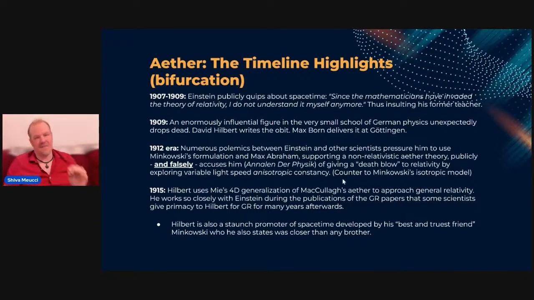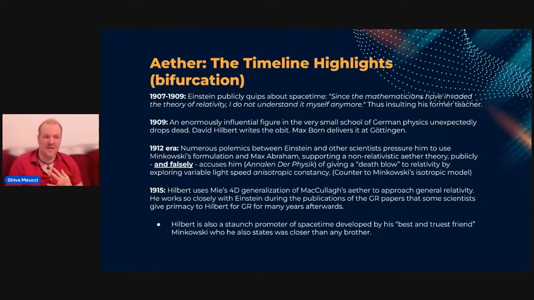And there's this fundamental misunderstanding because he is continuing. There are multiple times that Einstein says that we have to give up the idea of constancy. And what he means by this is isotropic constancy, not anisotropic constancy. In other words, he is starting to support one model, the relativistic ether, over the other, but only partially. So in 1915, Hilbert uses Mie's 4D generalization of McCullough's ether to approach general relativity.